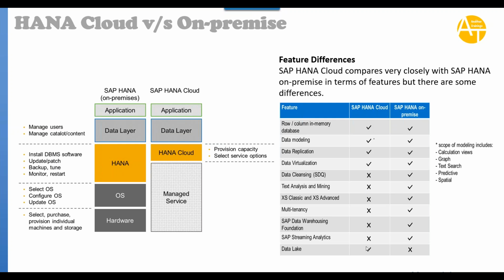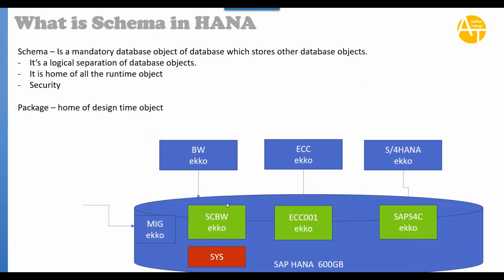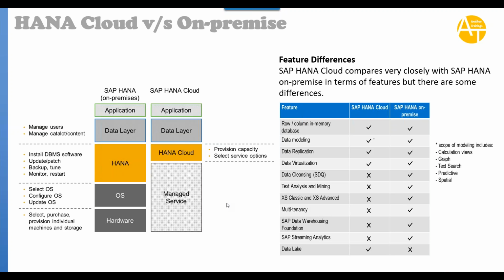I also put in a comparison between the feature sets of HANA Cloud versus HANA on-premise. Our goal will be to work with HANA Cloud. Now, one of the best features I like about HANA Cloud is that it also offers data lake. You see, data lake is possible with HANA Cloud. So now we will go ahead and set up our HANA Cloud instance. But before that, there are two more concepts you need to understand about HANA Cloud or HANA in general.